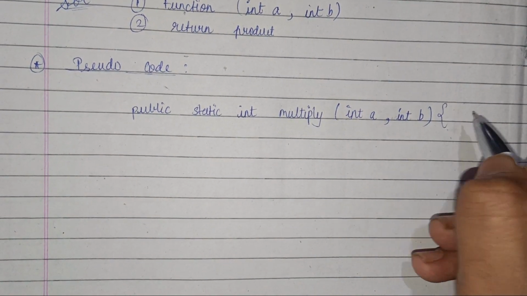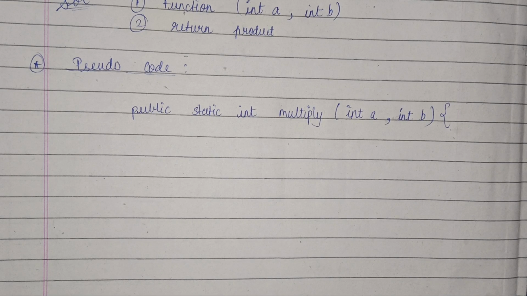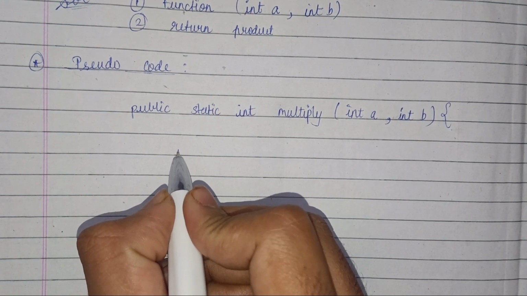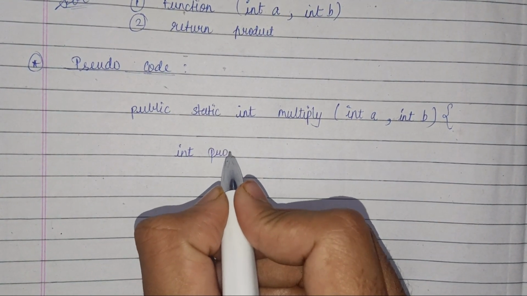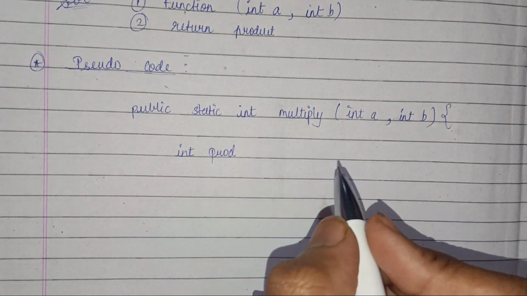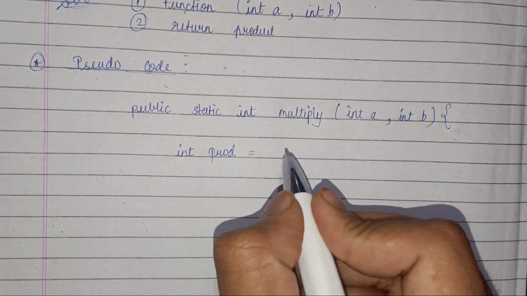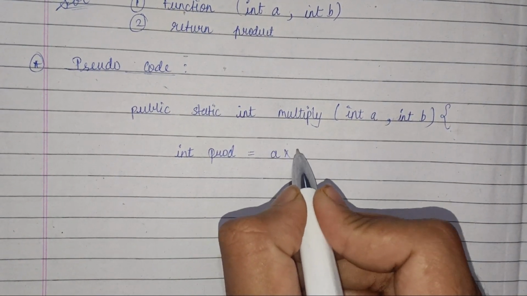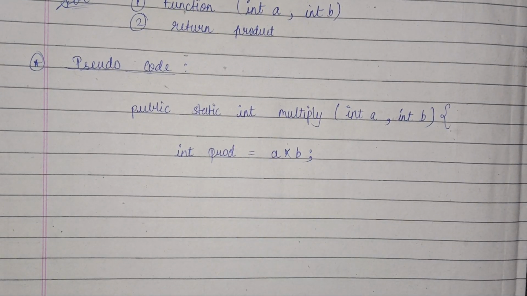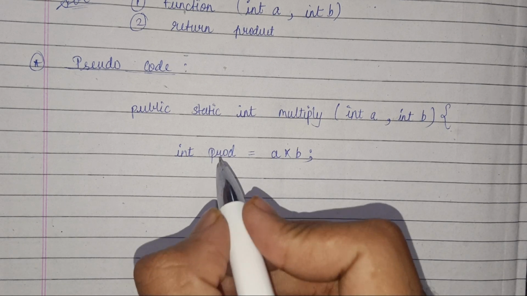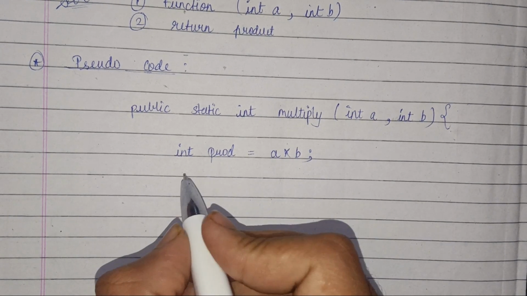Then in the brackets we have to create another integer, let's say product, and in that we have to multiply a and b. After multiplying a and b, we have to return the product.